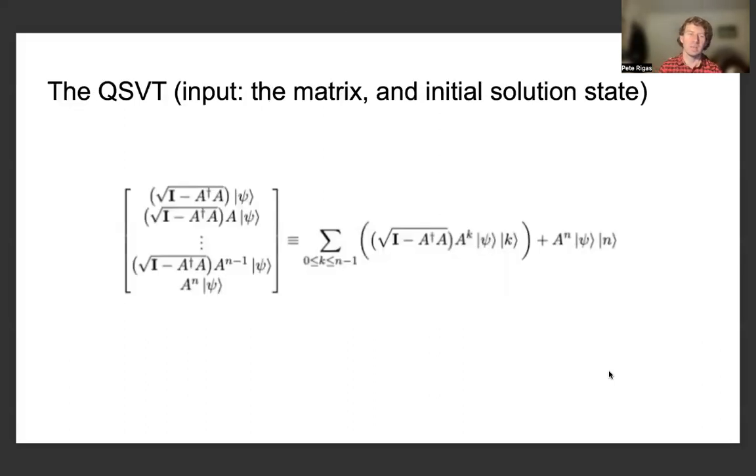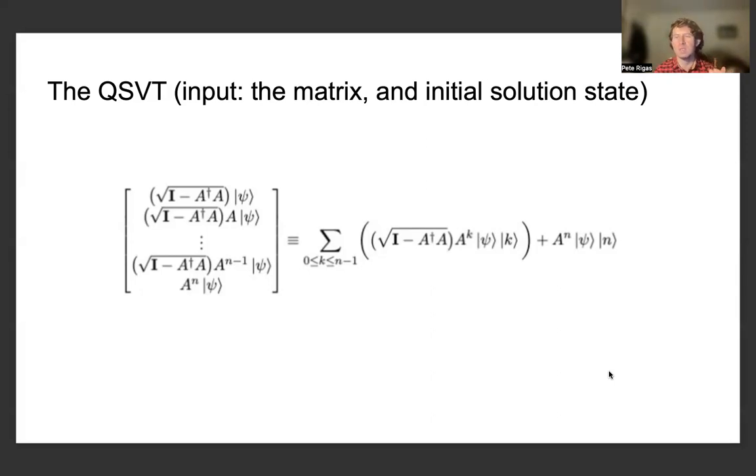And as we've been saying and discussing, the quantum singular value transform takes the following input. It takes as input a matrix and the initial solution state. So A is the matrix, boldface I is the identity operator, and psi is the initial solution state for the differential equation that we're interested in solving. And what we're going to do is start the time evolution from this initial state, which is given by the first entry of the row vector. And we're going to be time evolving the solution state forward, given some fixed increment of time, by multiplying the solution state by A, which is the matrix.